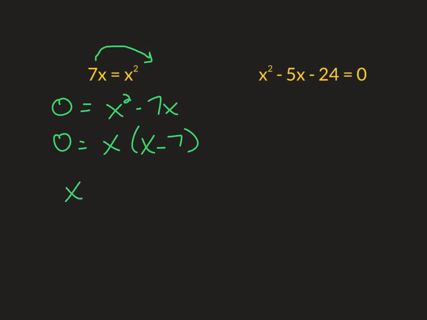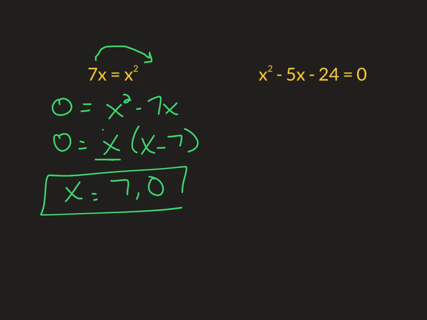And all you do here to find your answer is whatever makes each factor 0, that's your answer, because it says x times x minus 7 is 0. So one of those has to be 0. To make the parentheses 0, you would put a 7 in there, so that's one solution. And to make this term out here 0, you would just put a 0 in for x. So you get x is 7 and 0. Those are your two solutions, all there is to it. So you factor and just set each factor equal to 0.